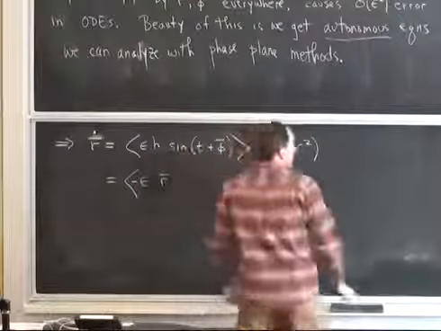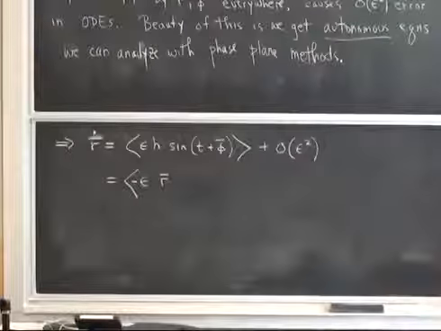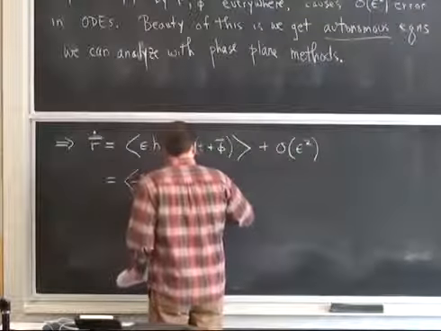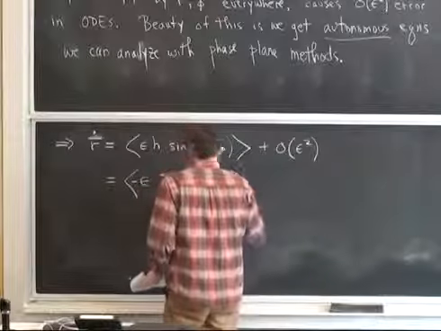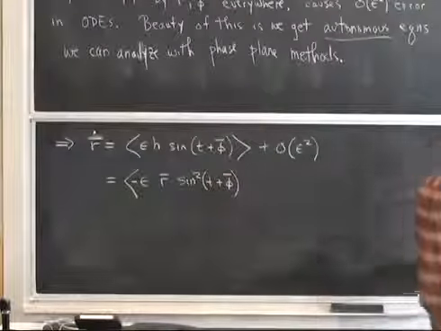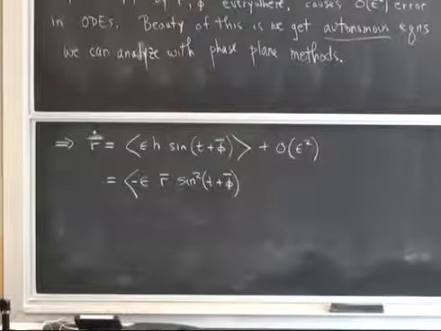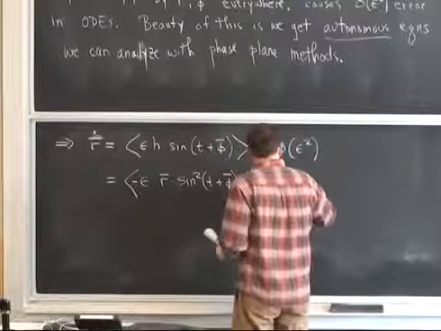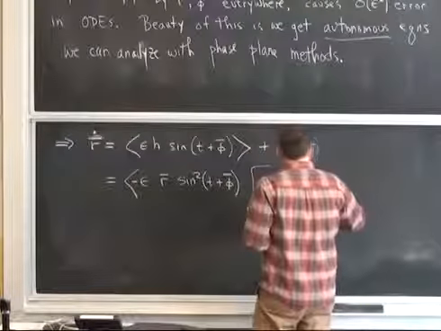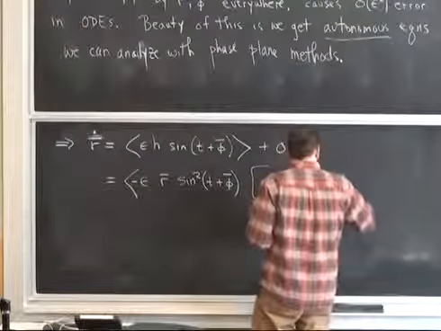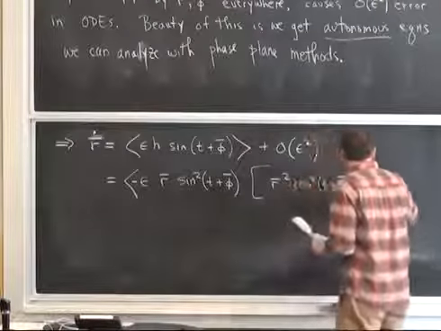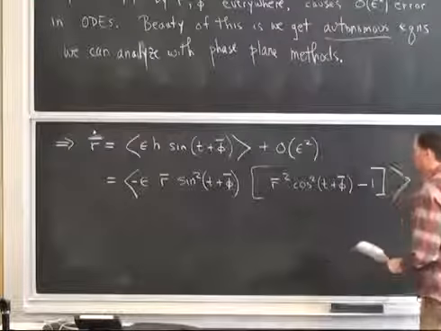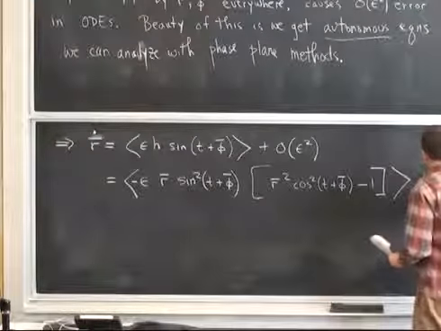There's a sine here and a sine way up here. So I'm going to get sine squared T plus phi bar. And then times this factor that's in the square brackets. R bar squared cosine squared T plus phi bar minus 1. Close the square brackets, close the angle brackets, and then plus order epsilon squared.